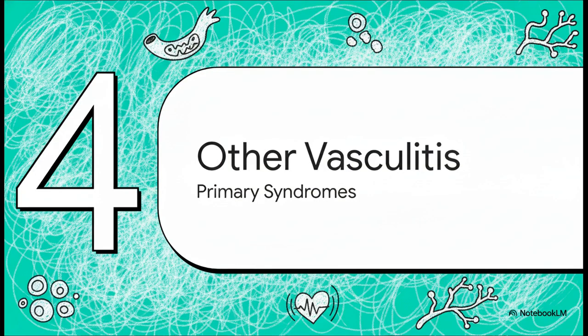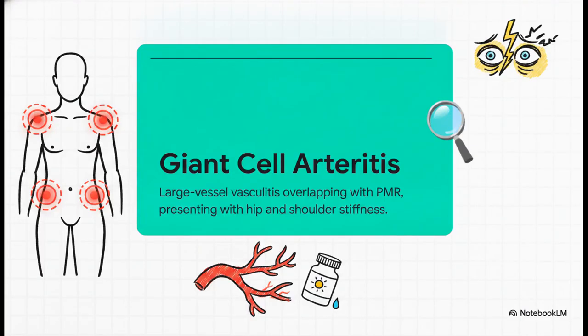Let's jump into Section 4, other primary vasculitis highlights. We're going to do a rapid-fire tour of several other high-yield syndromes you absolutely need to know. First up, giant cell arteritis.